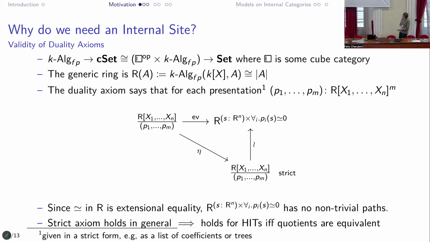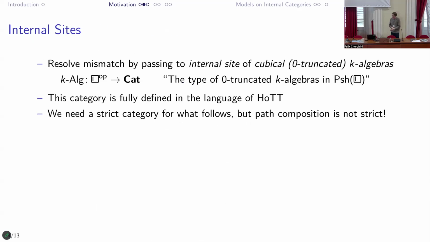Okay, so let's maybe leave it at that with the issue. So what's the fix? The fix is we don't work with this one category of K algebras. Instead, we want to work with a category internally to cubical sets. So one way of describing this is a cubical presheaf valued in categories.